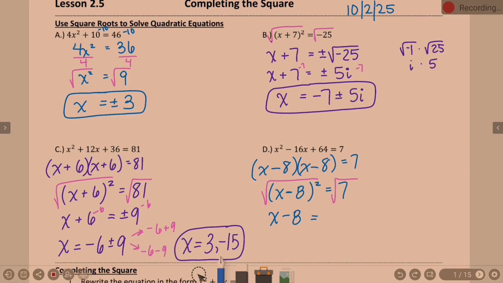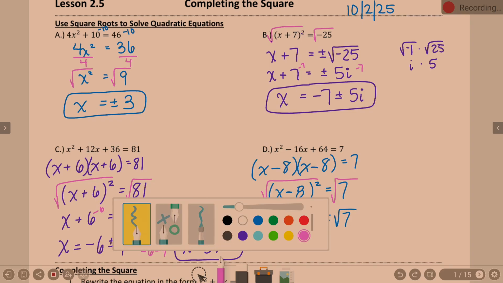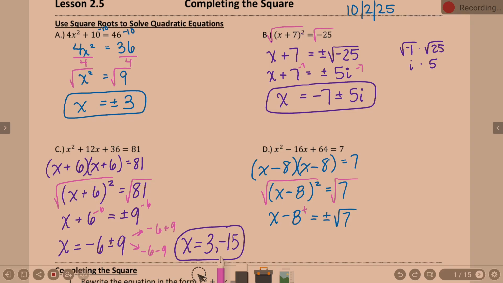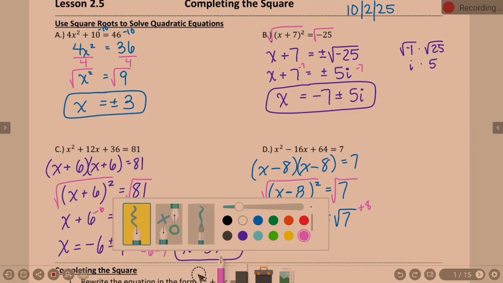Do I want decimals again? No, I still don't want decimals. We're still sticking with the square root sign. Don't forget, you got to put the plus or minus in there. Good. Okay. And in order to solve for x, how do I get x by itself? Yeah, if it's x minus 8, we're going to add 8 over here.